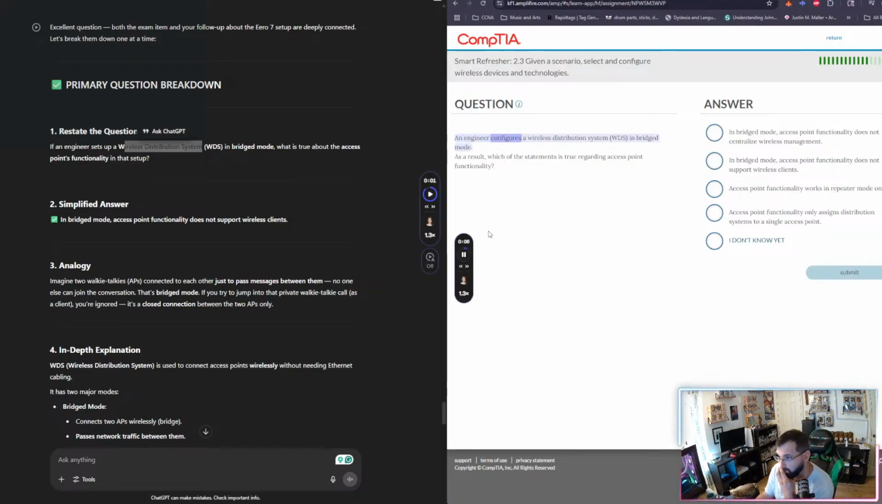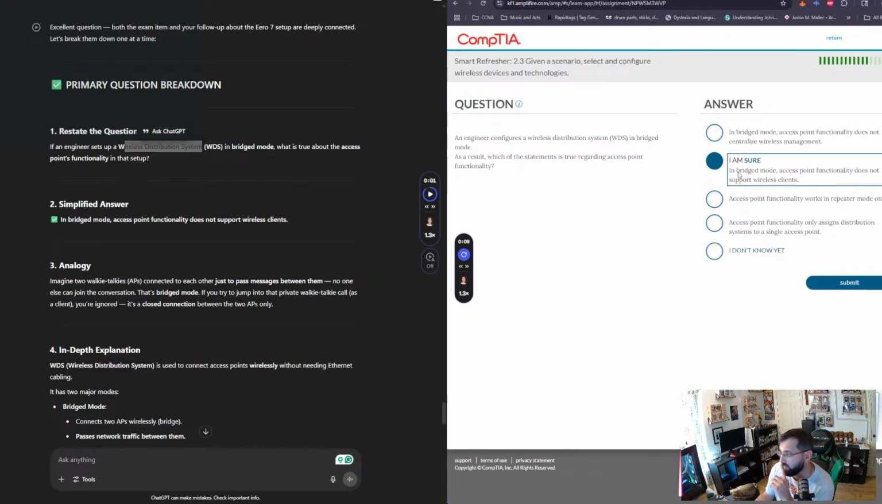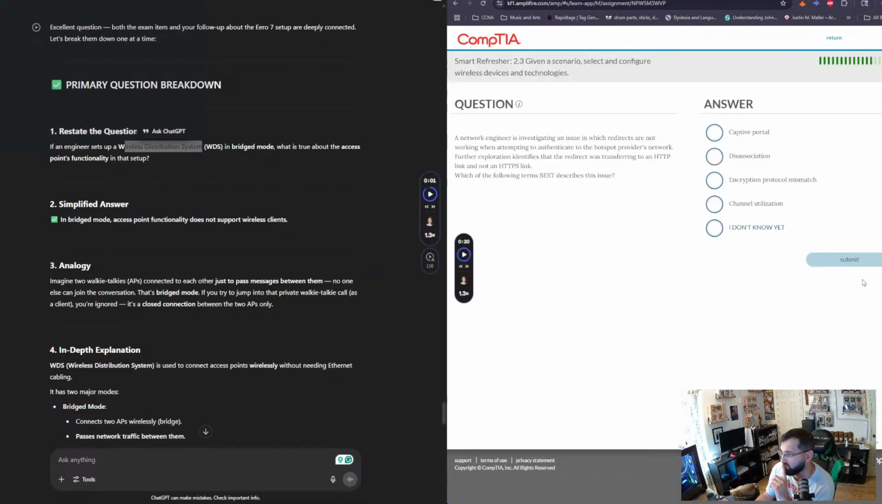An engineer configures a wireless distribution system, WDS, in bridged mode. As a result, which of the statements is true regarding access point functionality? In bridge mode, access point functionality does not support wireless clients.